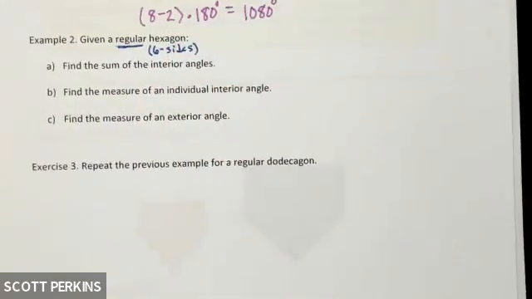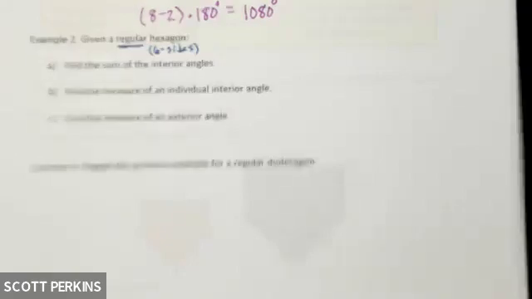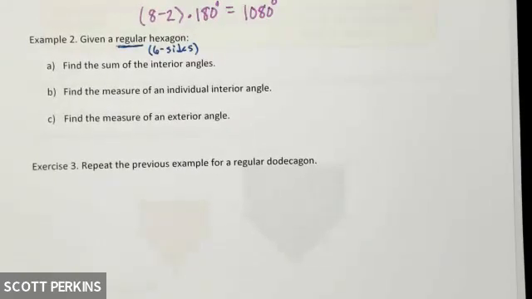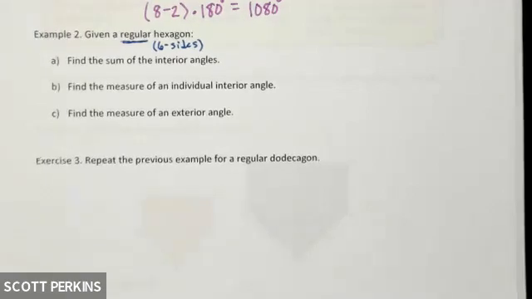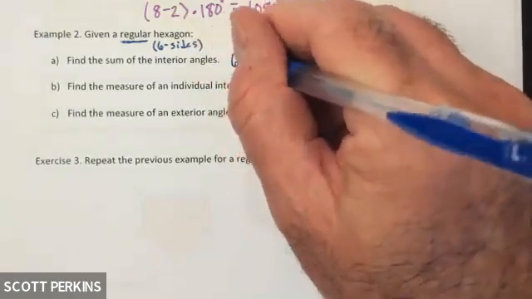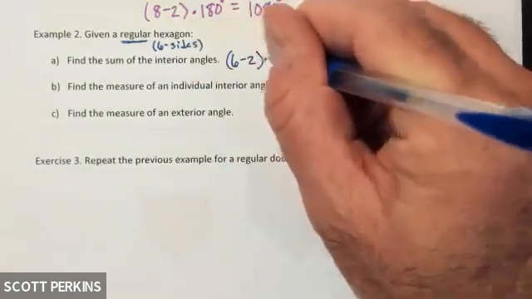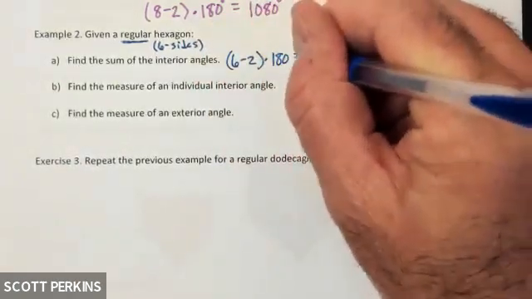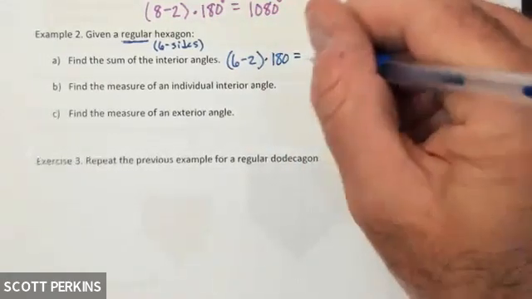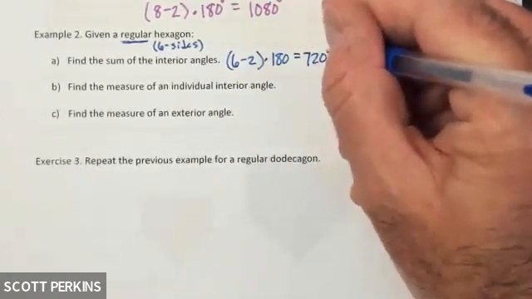Okay, given a regular hexagon, all the sides, all the angles of a regular figure are equal. So because it's regular, I can now do a little more. What we're going to do is first find the sum of the interior angles. We already did it up in the example, but I'm just going to mention it again. So we've got 6 minus 2 times 180 degrees, and so that's 4 times 180, or 720 degrees.